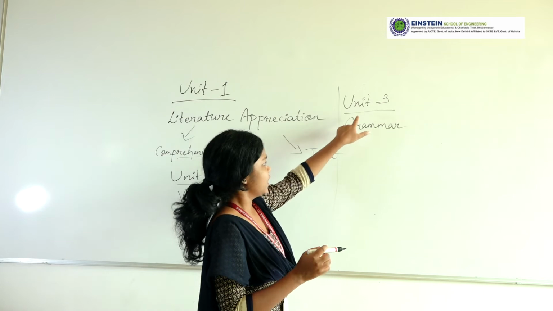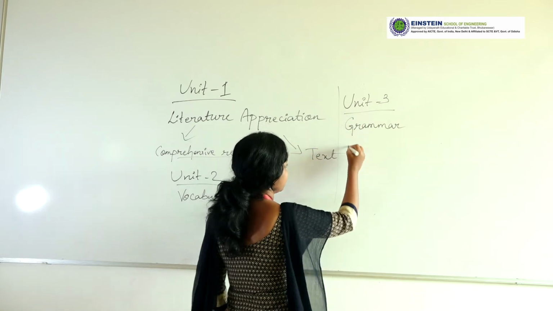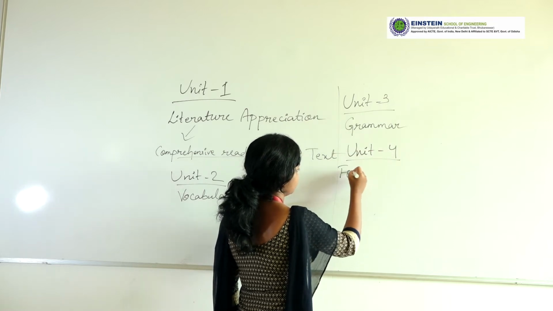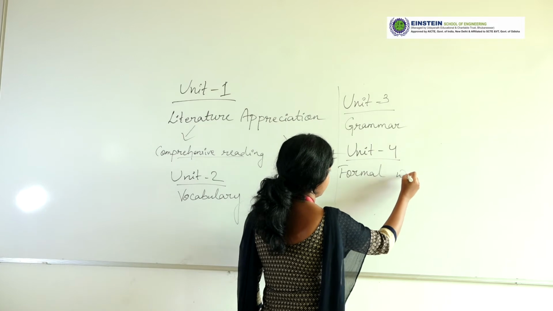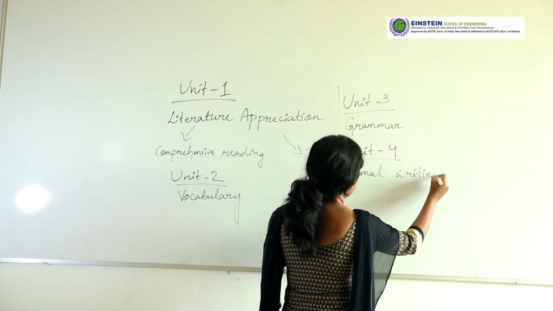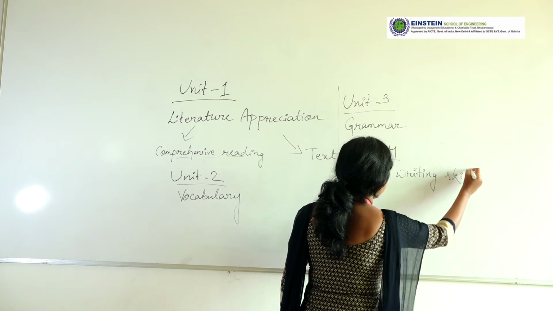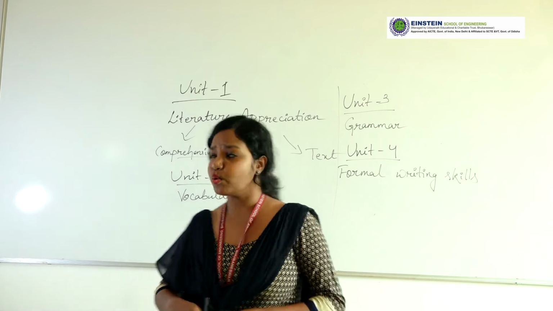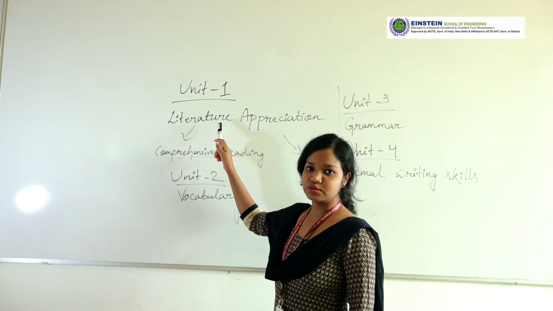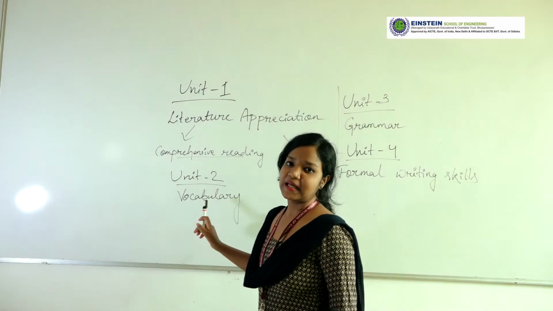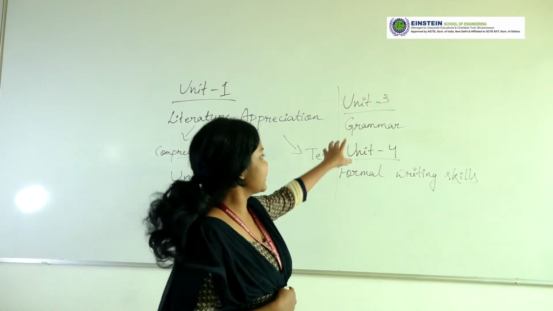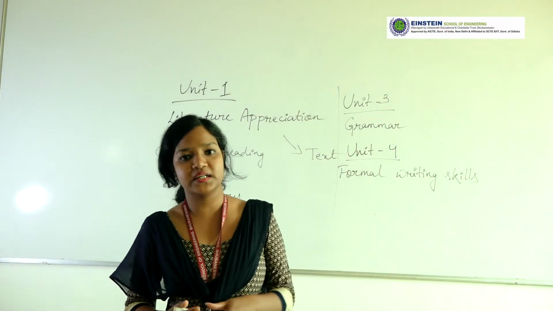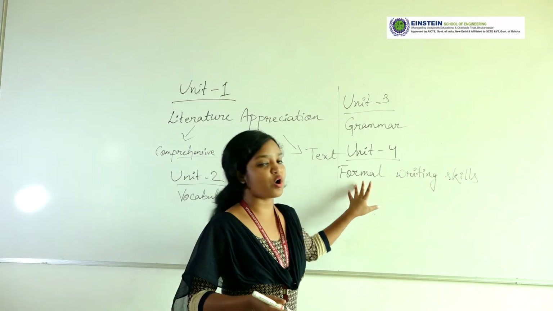After a student deals with the grammar part, the fourth unit focuses on formal writing skills. So now when the student has already learned to read and take out the meaning and then learn more words and then learn more about the rules of grammar, the next thing that he or she comes upon is the formal writing skills.